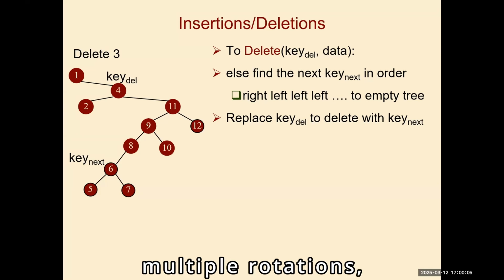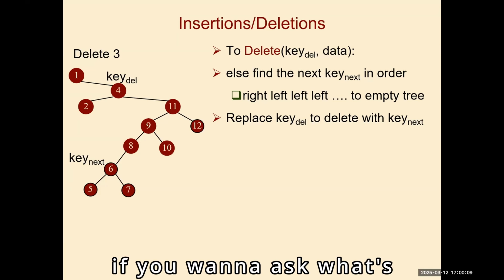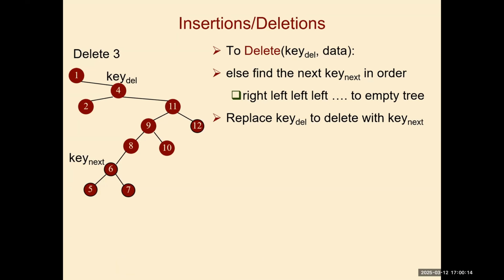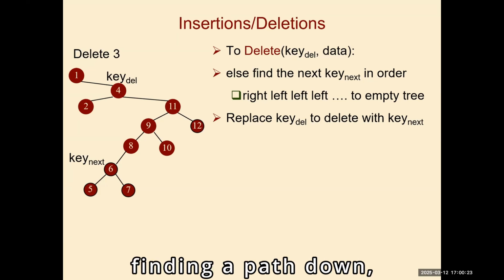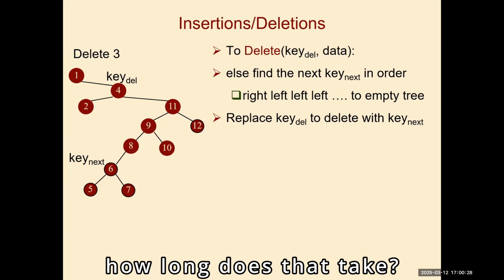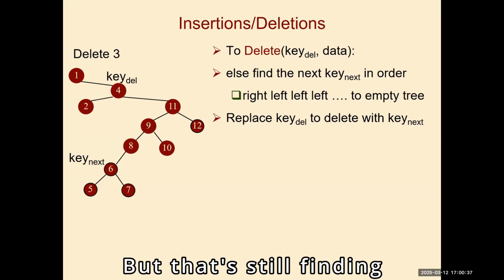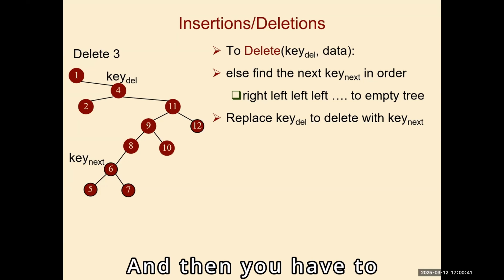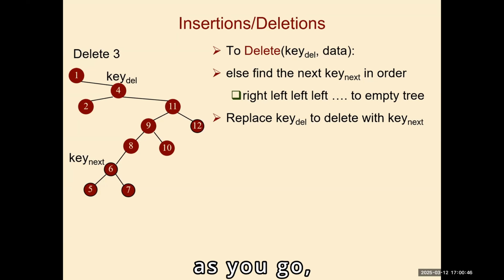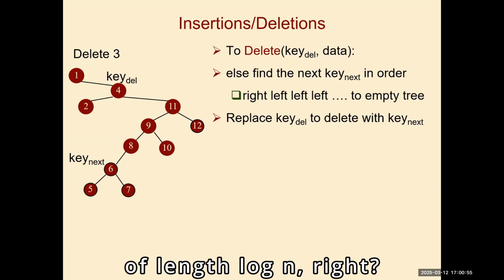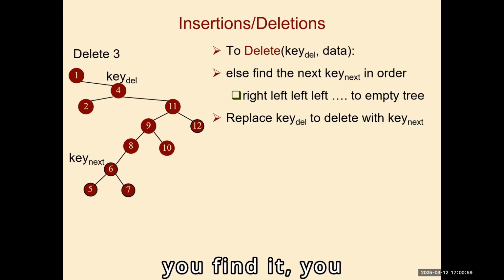Multiple rotations, right? So now, if you want to ask what's the running time of this deletion, because it's an AVL tree, the height is order log n, right? And so you're finding a path down, you're finding the node, binary search. How long does that take? Log n to find it. And then you have to keep going to find the next guy, right? But that's still finding one path down the tree. So that's all log n. And then you have to walk back up the tree, rotating maybe as you go. But you're just following the path back up, right? So that path back up is still a path of length log n, right? So this whole deletion, you find it, you find the next guy, you swap them, you delete this one, you find the path back up, you rotate on the way back up, all log n time.